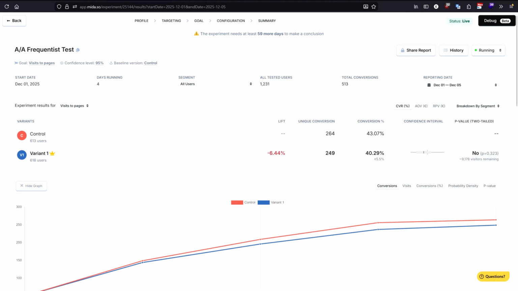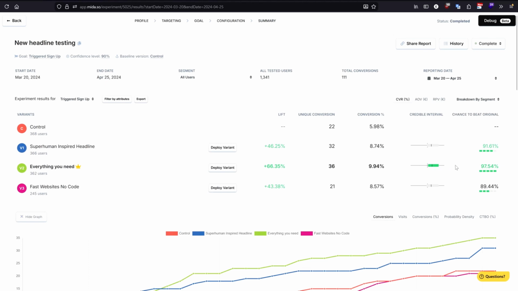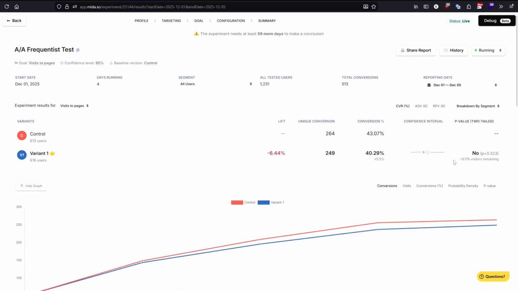So to sum it up, the Bayesian method tells you how likely it is the variant is to be better or worse than the control, and the credible interval gives you a probability of what those values for the uplift could be. The frequentist method does not give you a probability of how likely it is the variant is better than the control. It just tells you whether there is a difference between the two and whether it's significant or not. The confidence interval tells you that if you were to repeat this experiment many, many times, the intervals of the uplift would be between this range.